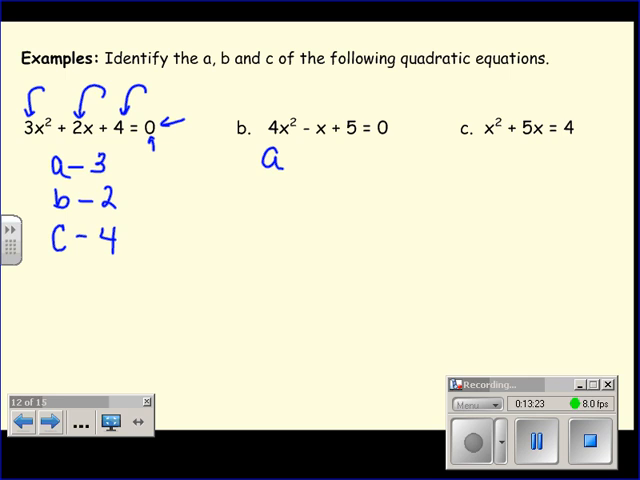Here my A will be 4 because 4 is the number in front of x squared. Here my B value is a negative 1. And as you remember, we always have a number in front of the variable, even if it looks like it's not there. And because we have a negative sign, that makes it a negative 1. My C is 5. Here, just like the equation previously, if we have an x squared, there's going to be a 1. So our A is 1. Our B is 5. And our C is 4.